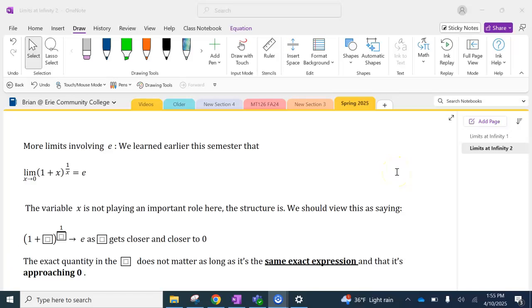Hello again. In this last recording, we're going to talk about some more limits at infinity involving e. It's going to be related to stuff we did earlier in the semester. We talked about this limit as x approaches 0 of (1 + x) raised to the 1 over x.